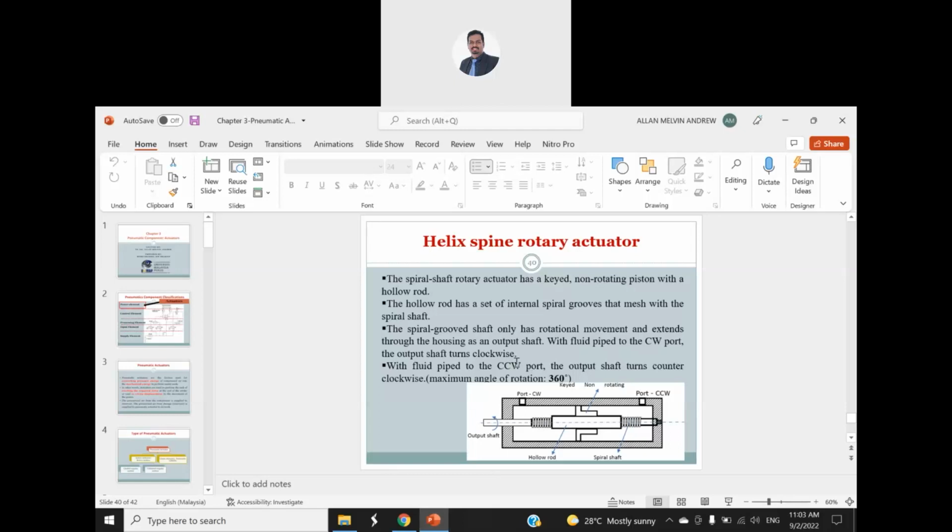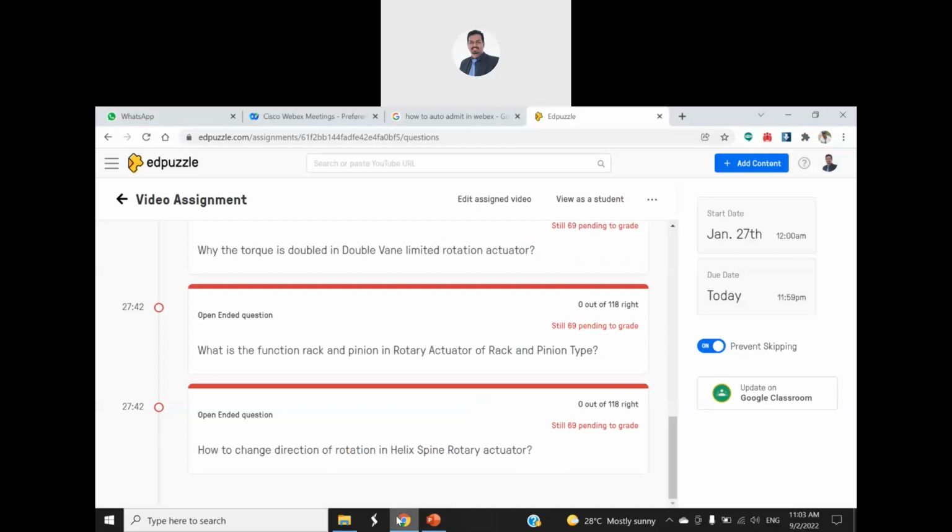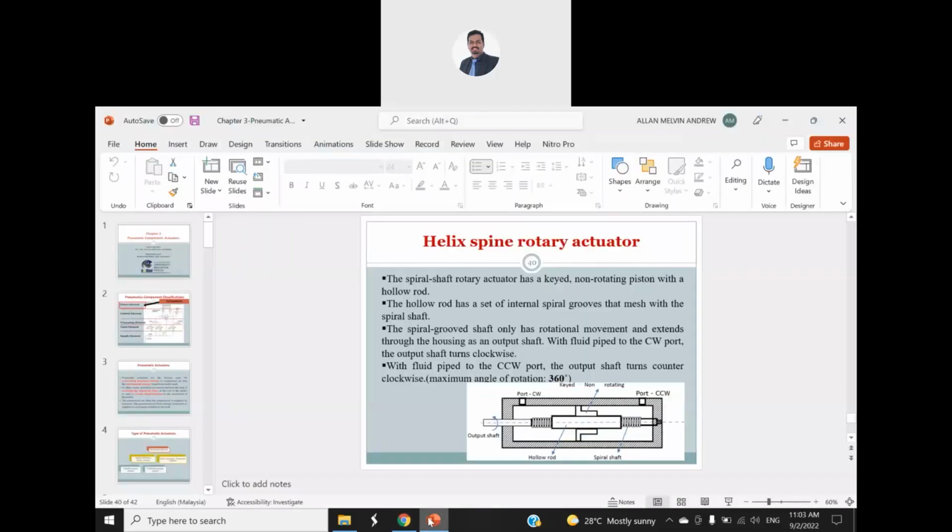Because nanti kita akan ada midterm. I akan bagi tahu bila midterm examination. So all these questions are potential to come up. Okay, any final question before we dismiss? Tomorrow we will do chapter 4. I think the lecture note is already available in Google Classroom, so if you want to print or download, please do so.